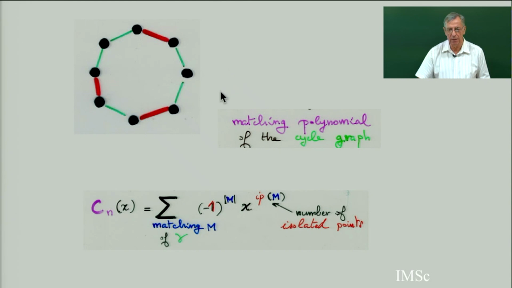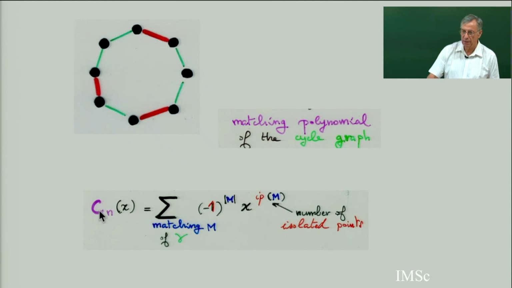So let's start with the matching polynomial of the cycle graph. I call this the cycle graph of length n. And again, you define it the very same way. Cn of x, C for cycle, is a polynomial: the sum over all possible matchings of the cycle graph of minus 1 to the power the number of dimers, times x to the power the number of isolated points. And we are going to see the relationship between this polynomial and Chebyshev first kind, Tn of x.